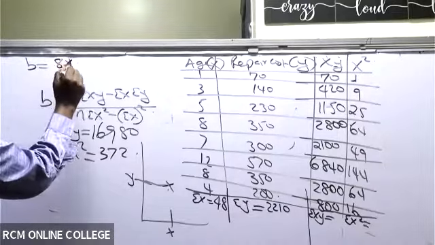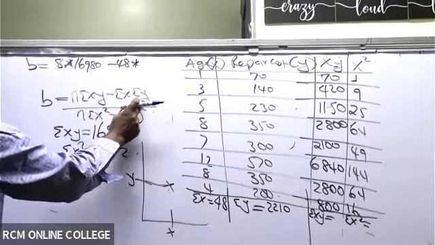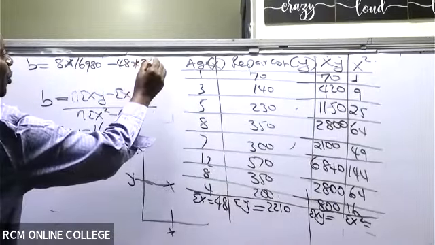So 8 times sum of xy. Sum of xy, we have it here. It is 16,980 minus sum of x, which is 48, times sum of y, which is 2210. All over, we have n again, which is 8, times summation of x squared. Summation of x squared, don't take this sum of x here, no.